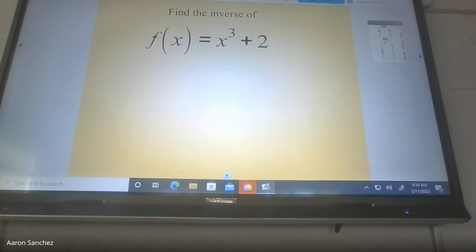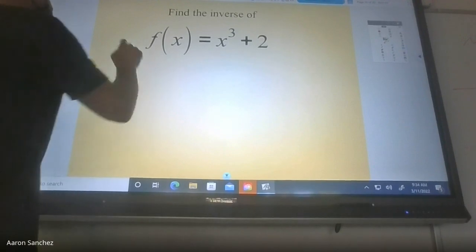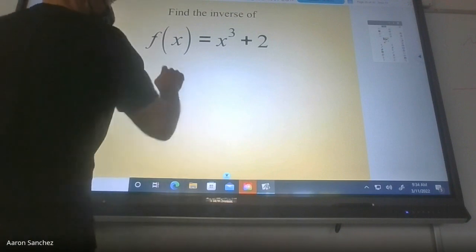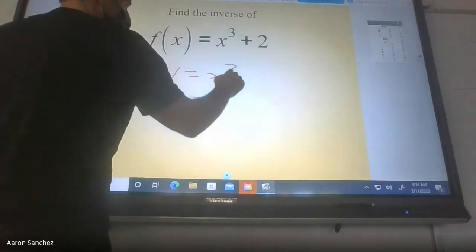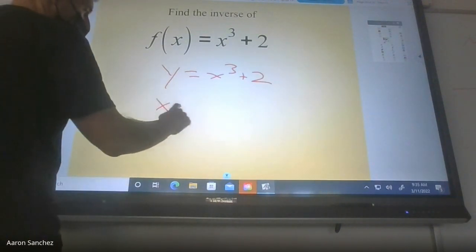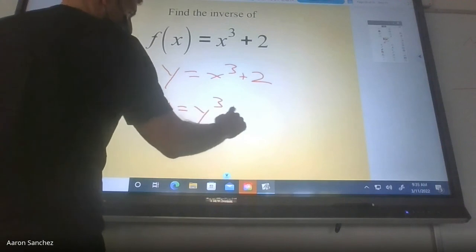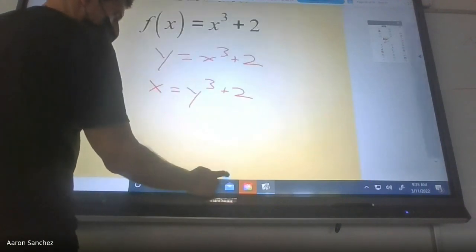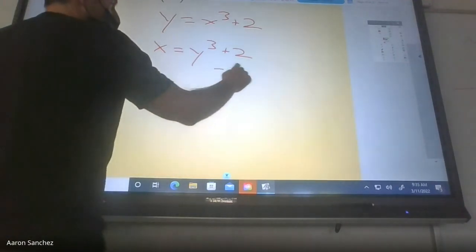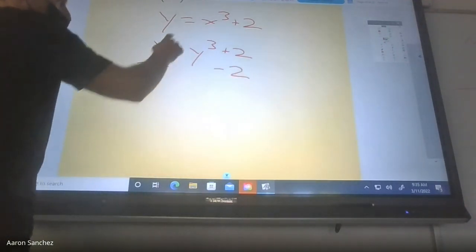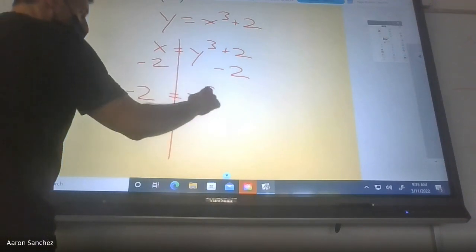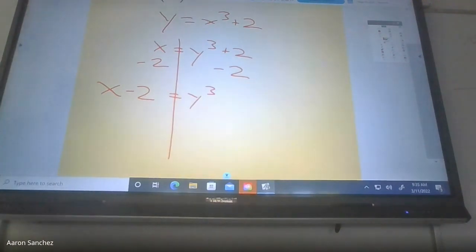All right, so how do you solve for the inverse? We'll say y equals x cubed plus 2. What do I do next? x equals y cubed plus 2. Then what? Solve for y. Subtract 2 from both sides. Am I going too fast? x minus 2 equals y cubed. Then take the cube root.